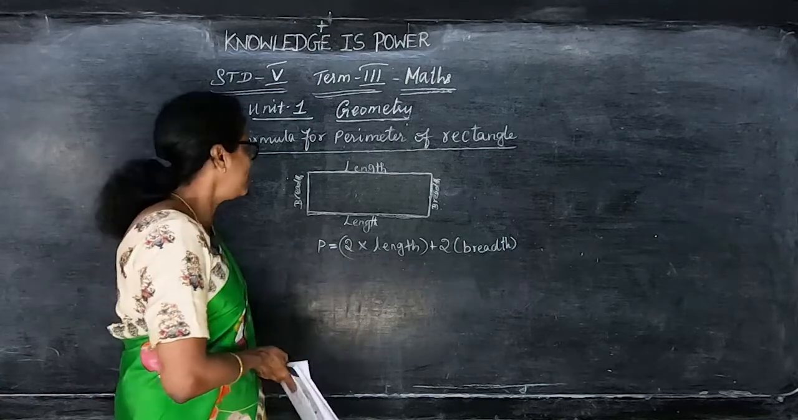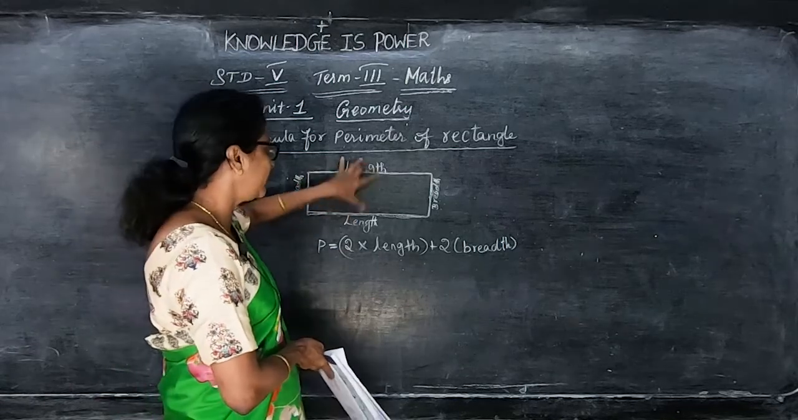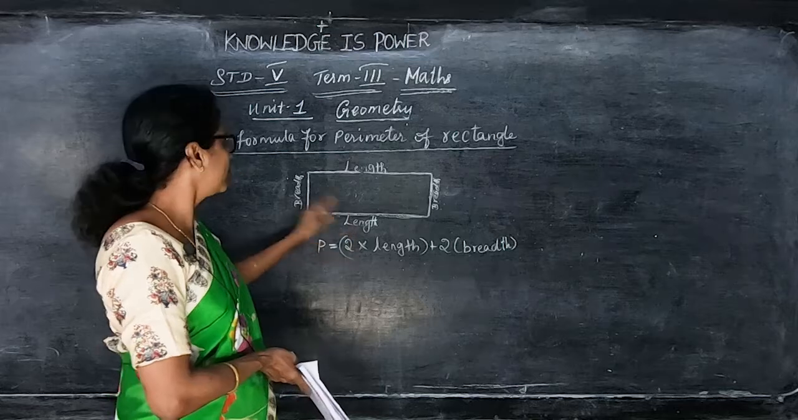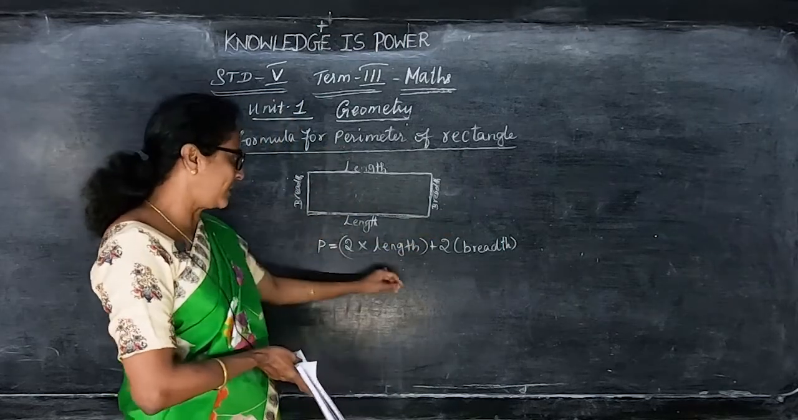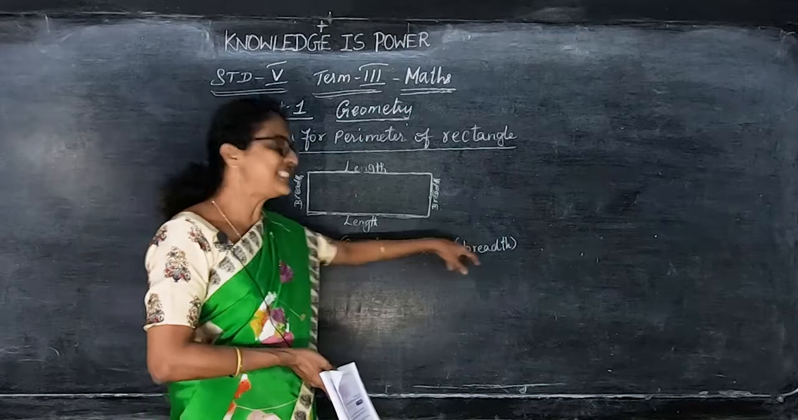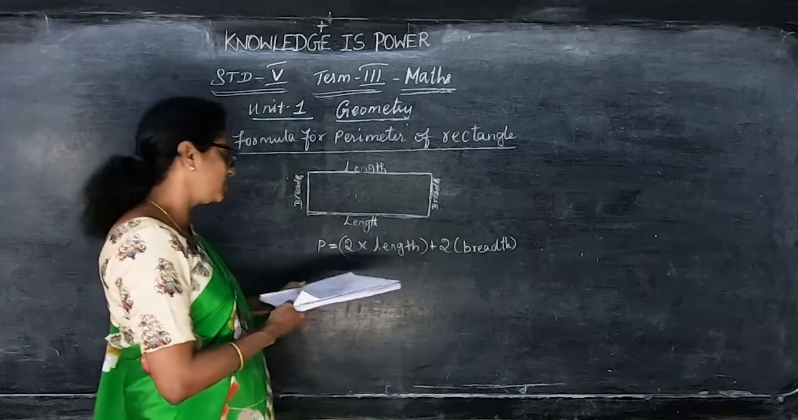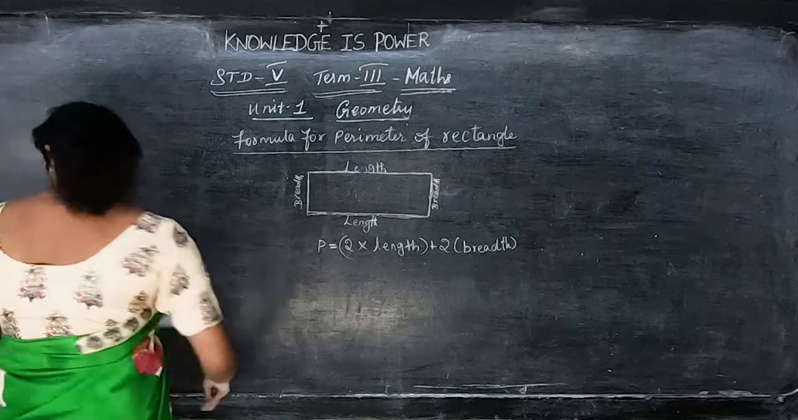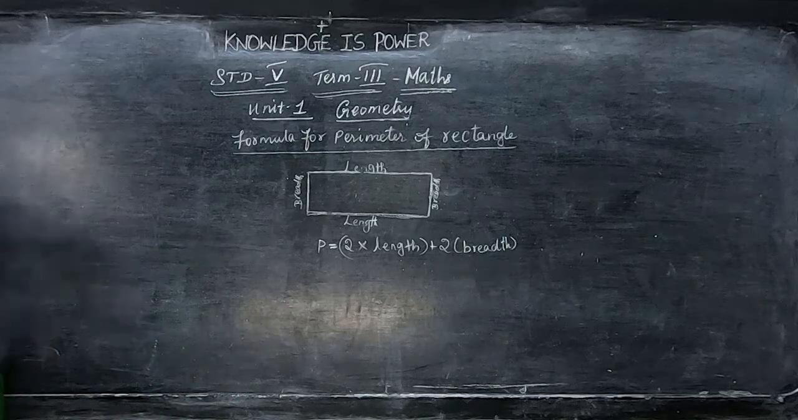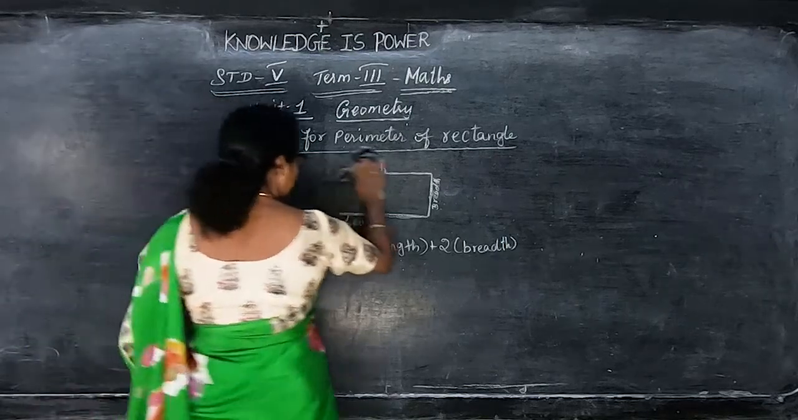Can you understand children? This is the rectangle. There are 2 lengths, one length on top, one length at the bottom, here one breadth, this side one breadth. So 2 into length, there are 2 lengths, plus 2 into breadth, there are 2 breadths. So this is the formula for the rectangle. Okay. So we have to use this formula and do the sums for the statement problems.